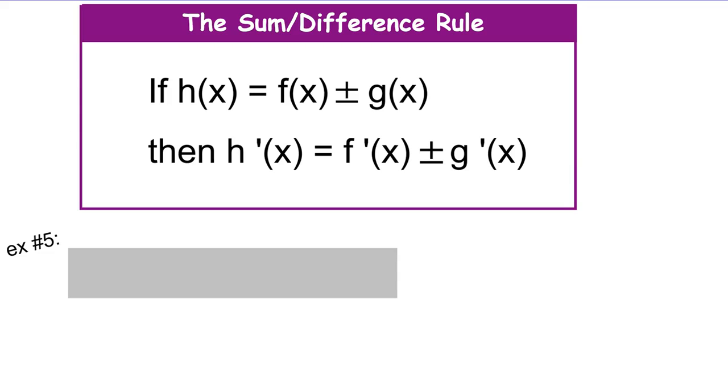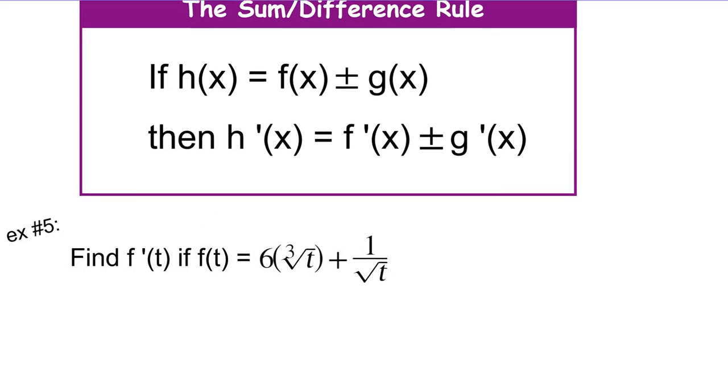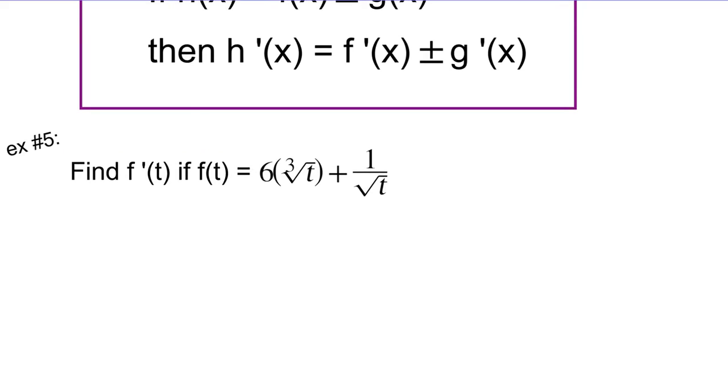Okay, so here's the rule I alluded to earlier. If you want to take the derivative of a function that has multiple terms added or subtracted, you just take the derivative of each individual term separately. So the derivative of f of x plus g of x is just f prime plus g prime. The derivative of f of x minus g of x is just f prime minus g prime, etc. So let's do an example. Find f prime of t if f of t is 6 times the cube root of t plus 1 over the square root of t.